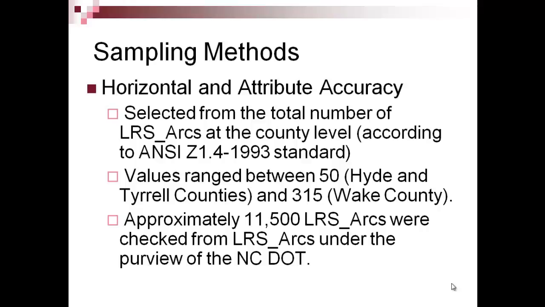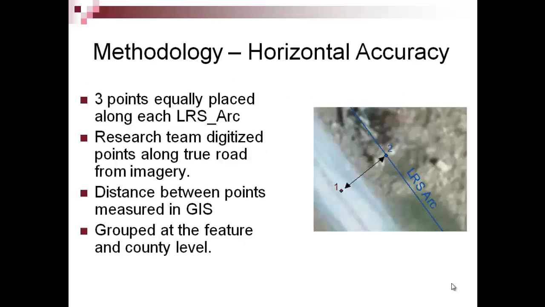So for smaller counties, or counties that had fewer LRS arcs like Hyde and Tyrrell, we picked out 50 randomly selected LRS arcs, all the way up to 315 LRS arcs for Wake County. So for the entire state, we measured approximately 11,500 LRS arcs that were under the purview of the NCDOT. So this didn't include ramps or local roads. We queried those out and only picked the ones that were of importance and under the direct purview of the NCDOT.